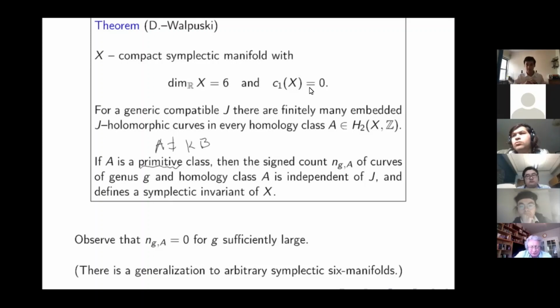Does g equal to 0 make sense in this theorem? Yes, g can be any natural number or 0.